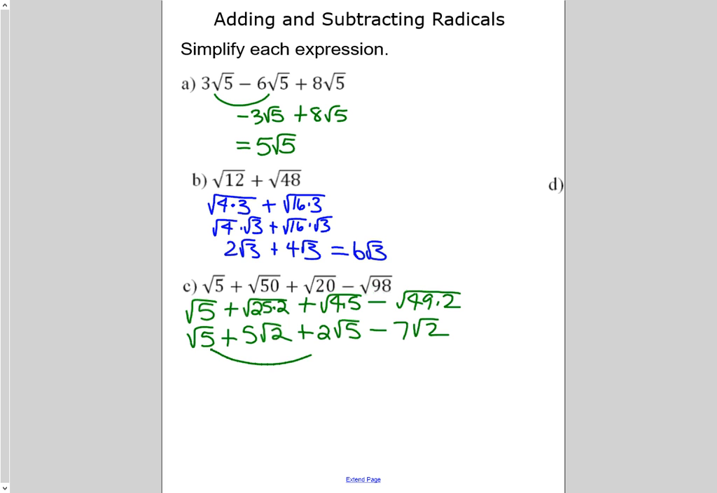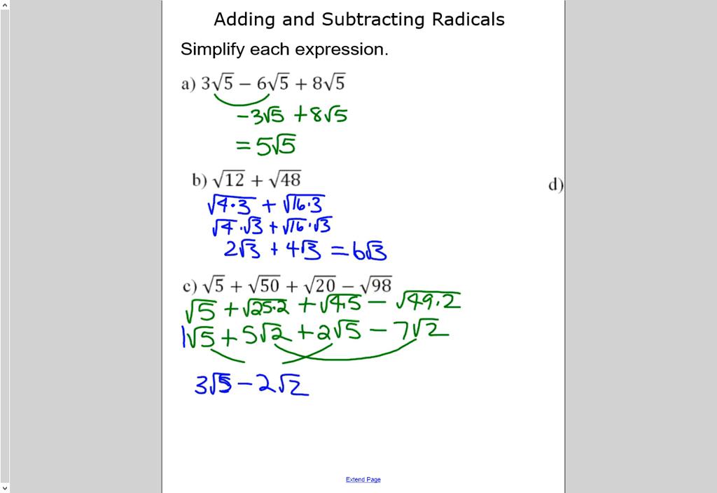And now I can combine my like terms. So root 5, even though there's no number in front, it's considered to be a 1. So 1 root 5 plus 2 root 5, which is 3 root 5. And then 5 root 2 minus 7 root 2, which is going to be a minus. I jumped ahead and put a plus there, and I shouldn't have. Okay, minus 2 root 2.